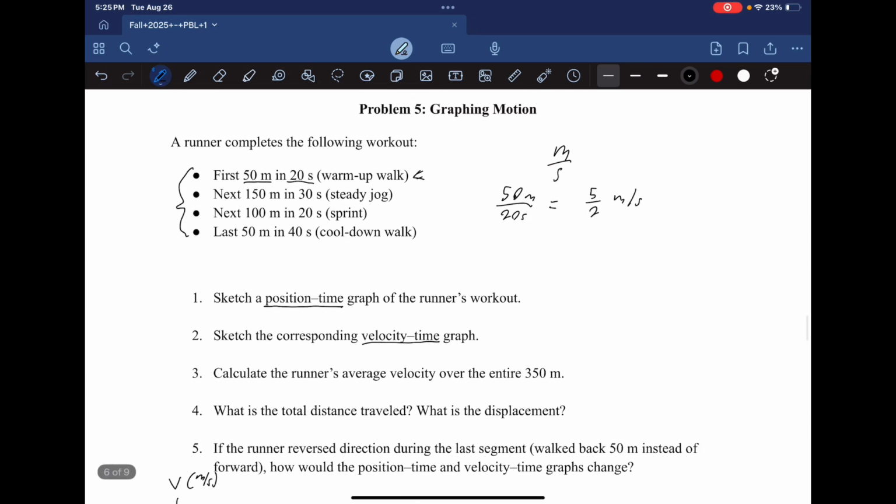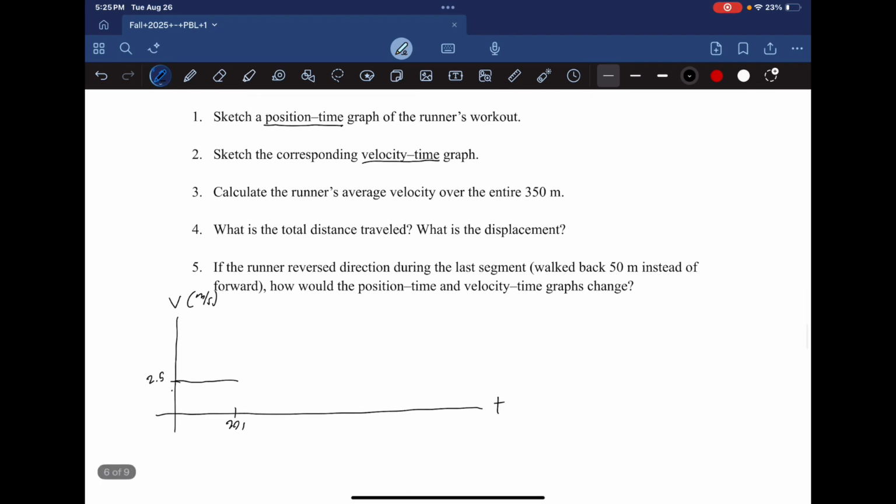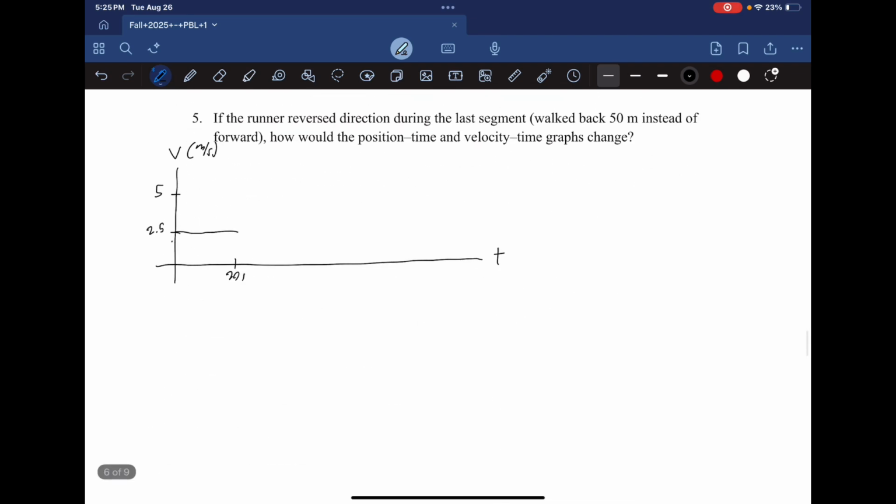For the next one, we have 150 meters in 30 seconds. So 150 divided by 30 is going to be 5 meters per second. So it's going to be up here, 5, and he does that for 30 seconds. So over here, we'll put 50 seconds. So you're going to have a disconnect here. He kind of jumps up to 5 meters per second, and there's a line connecting the two there.